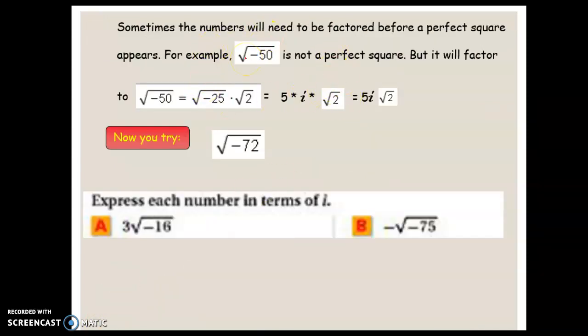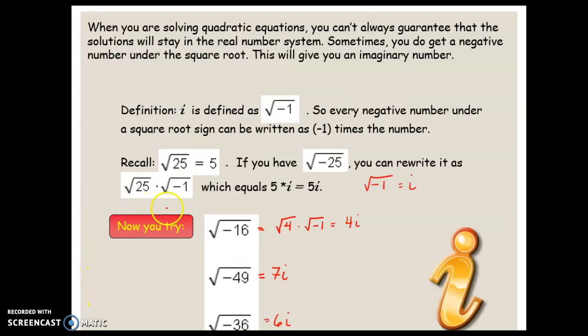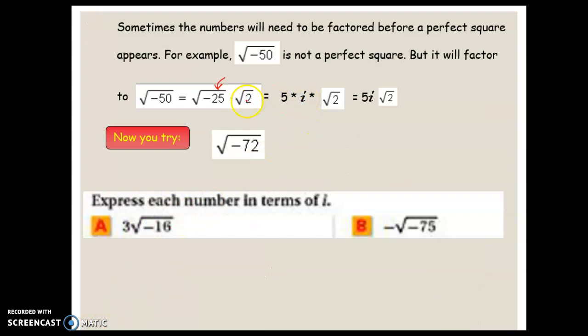Okay, sometimes the numbers will need to be factored before a perfect square appears. Okay, so for example, square root of -50 is not a perfect square, but it will factor into the square root of -25 and 2. So in that case, you would have 5 times i, because that's what the square root of -25 is. We just had that on our last one. It's 5i times the square root of 2. That's going to stay under because there isn't a perfect square of that. So your answer is going to be 5i times the square root of 2.